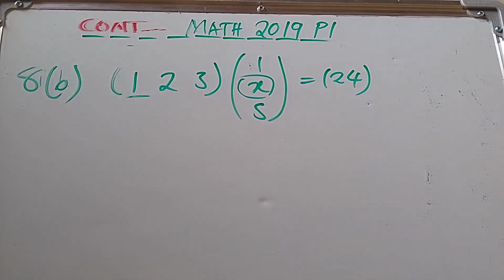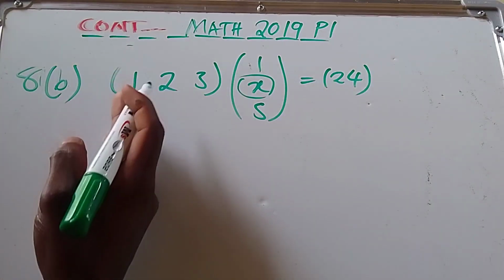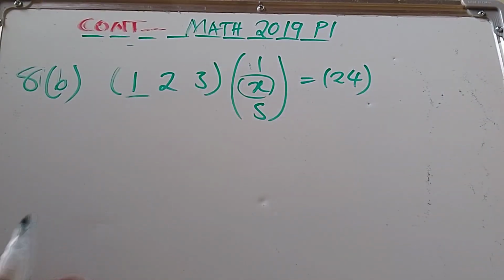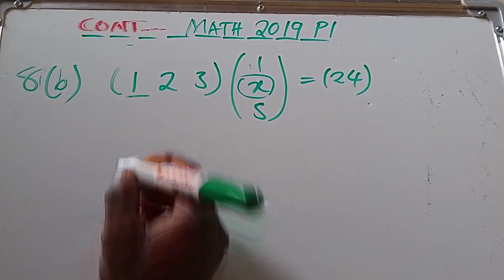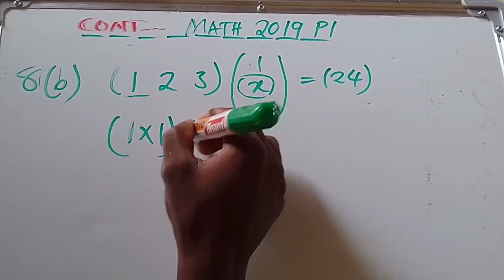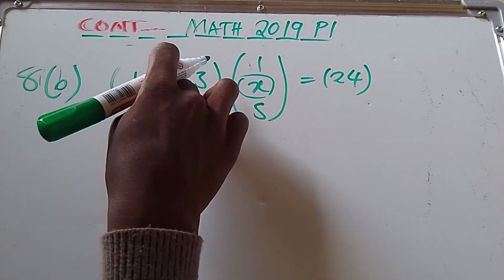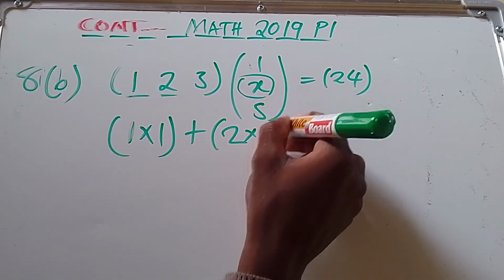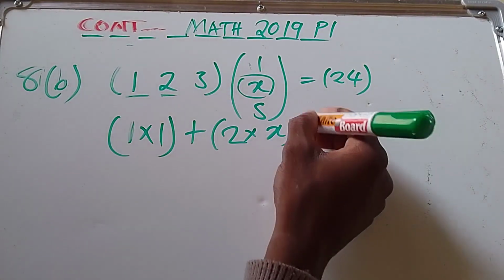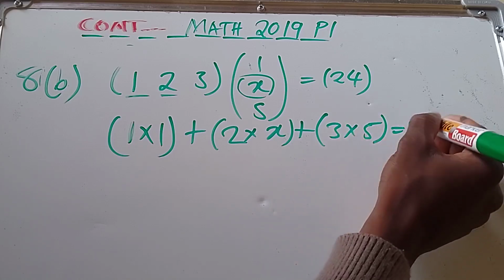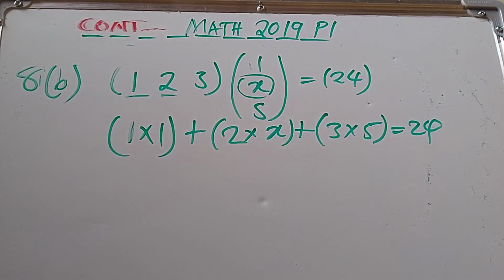As you can see, 1 is on the front. Even this one, if we write it in row form, it is going to be at the front. So what we normally do is multiply this one times that one. So I'm going to say 1, which is this one, times 1, which is that one. Then plus 2 times x, plus 3 times 5, is equal to 24. I hope you're able to see that.